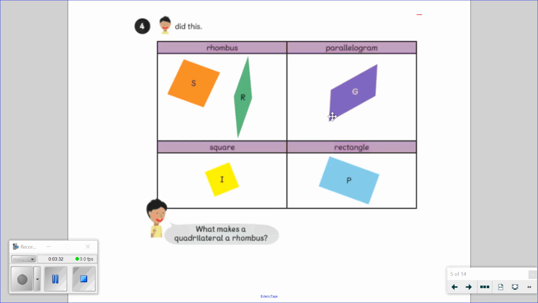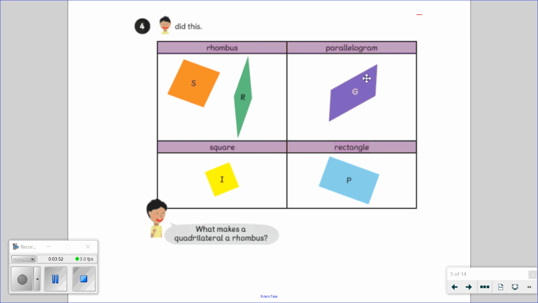Ravi sorted the shapes like this. He has classified them into their shape names. Under rhombus, he has put S and R, as they have four equal sides, but not four right angles, only two equal angles. He has put G as a parallelogram.